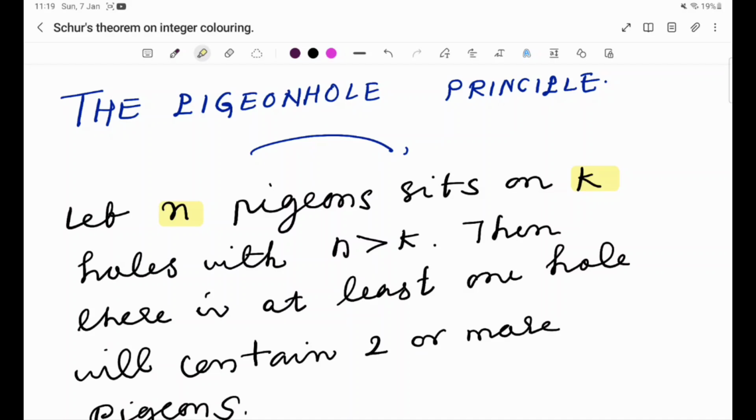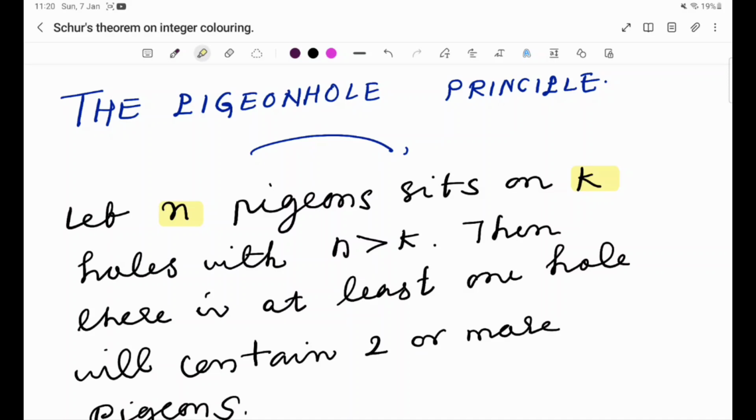And suddenly a big rain comes up, then the pigeons have to occupy one of these holes, right? So the theorem says that there is at least one hole that contains 2 or more pigeons, because there are 3 holes and you have 5 pigeons. Such a rain comes and they are forced to occupy one of these three holes. The pigeonhole principle says there is at least one hole that contains two or more pigeons.